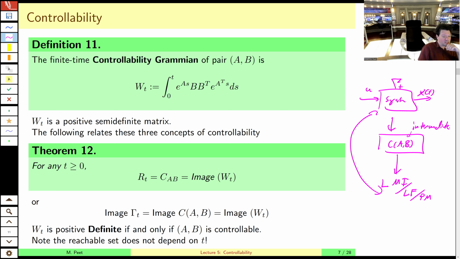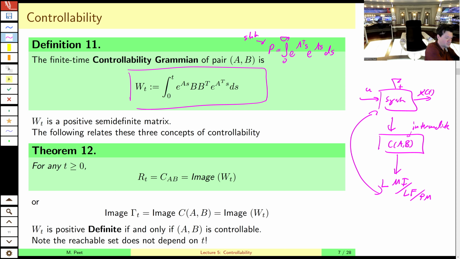So what's the Lyapunov function which gives us these system properties, and how do we show it's a Lyapunov function? It's actually not that significantly different than the one we had for stability. If you remember the one for stability, it was the integral from 0 to infinity of e to the A transpose s, e to the A s, ds. That was the P for stability.